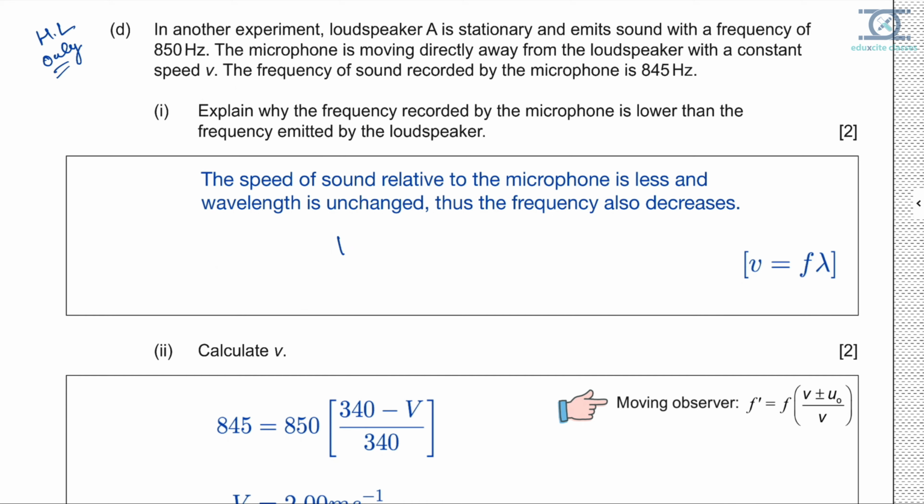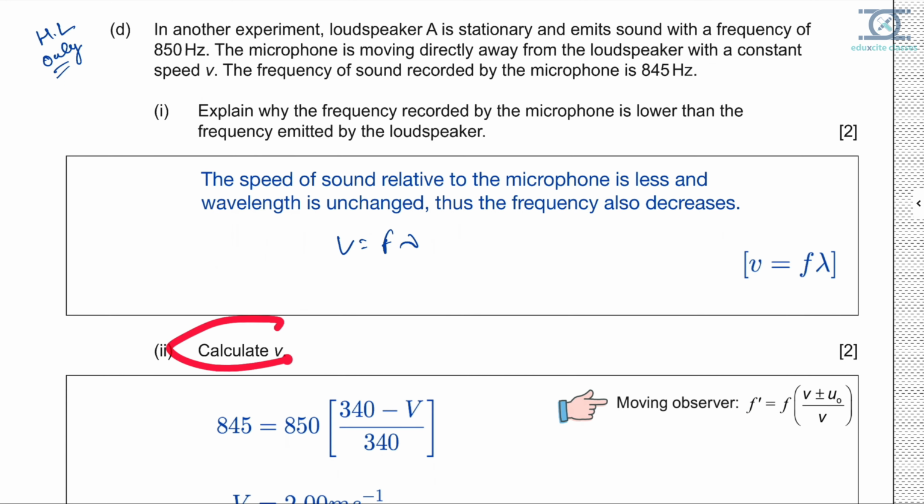We know this v equals f lambda. Here is the equation, this is given in your physics booklet. So if lambda is not changing, and the speed of sound decreases relative to the microphone, then the frequency also has to decrease, and that is why we are getting a value less than 850.